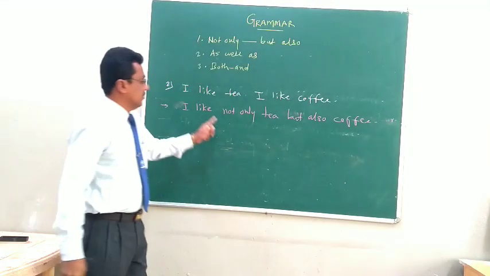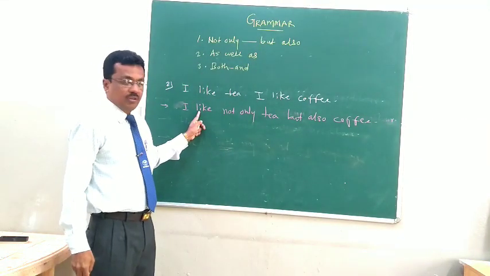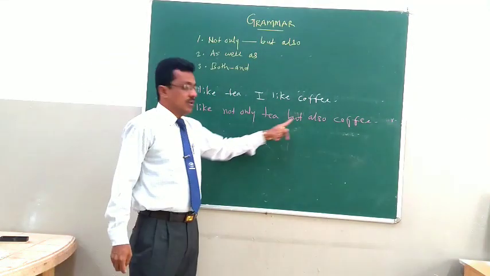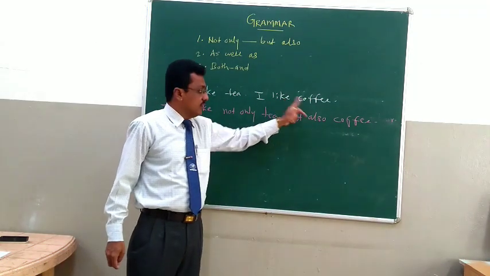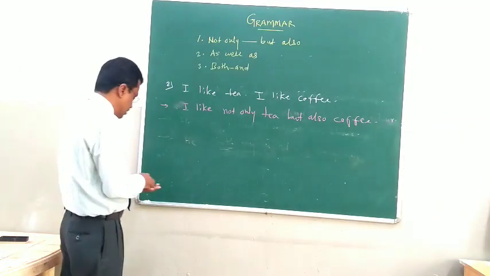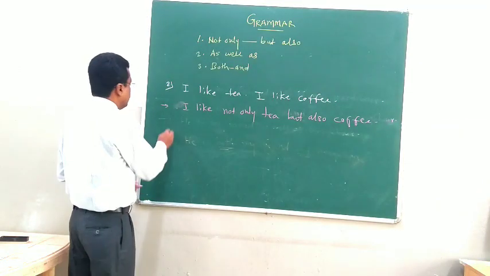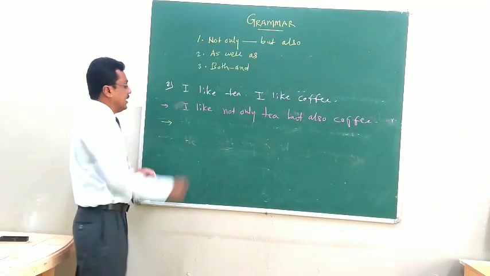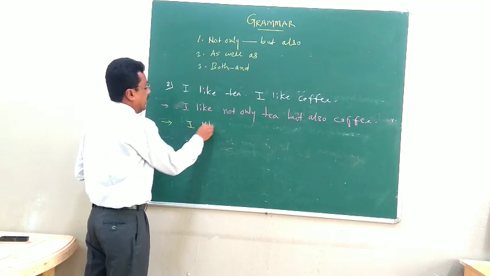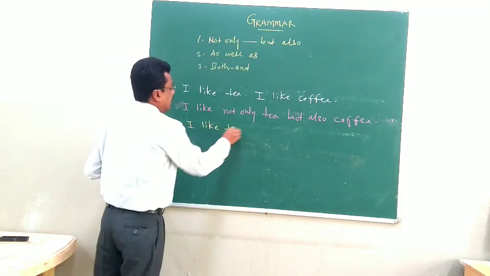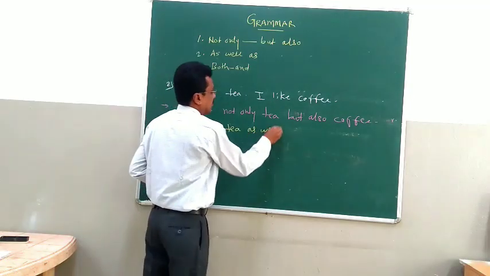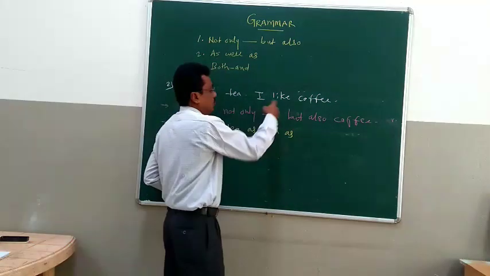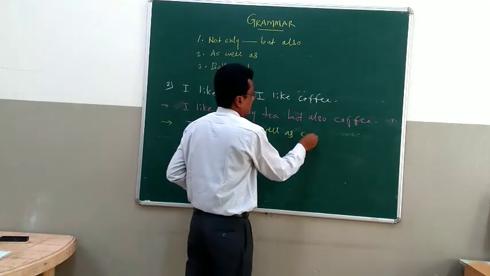See here, I like not only tea but also coffee. Same words, we can't take coffee, we have added. Now the second one is as well as. I like tea, in place of full stop, as well as. Same words you have to omit. Coffee.